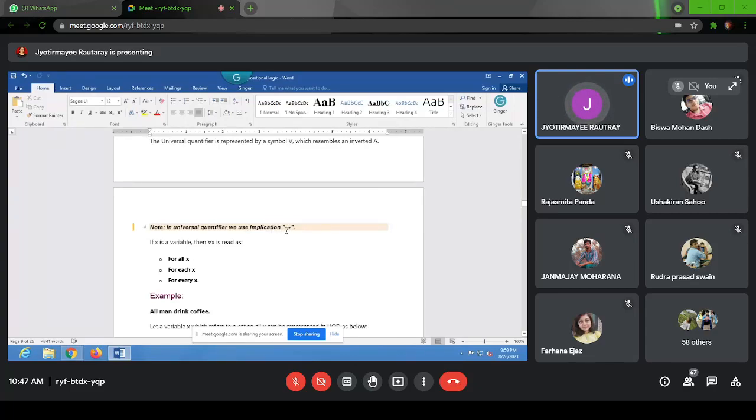Always remember, in the case of a universal quantifier, you have to use the implication symbol, and in the case of an existential quantifier, you have to use the AND operator. Suppose x is a variable, then this symbol will be read as "for all x." Somebody may read it as "for each x," somebody may read it as "for every x."